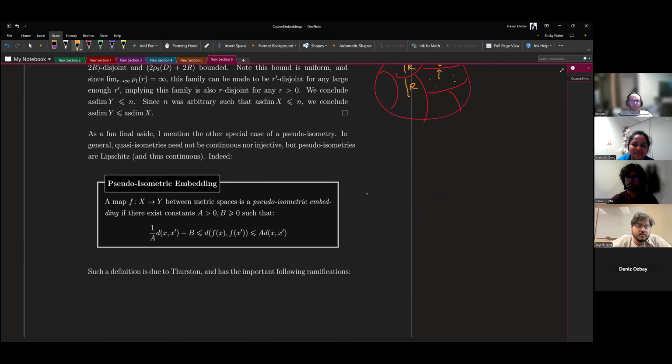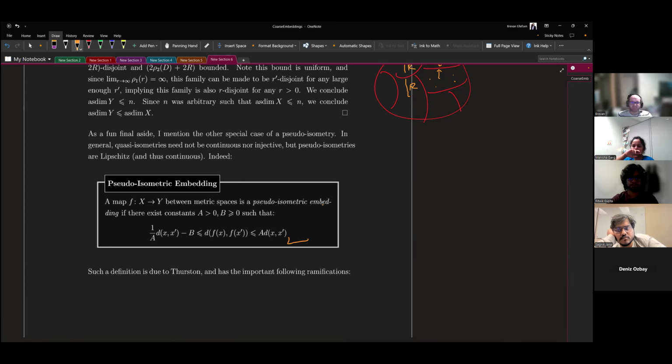Okay, then geometry, my favorite part. So pseudo-isometries. I mentioned before, a pseudo-isometry is just a quasi-isometry where you've removed this part. So they are Lipschitz.